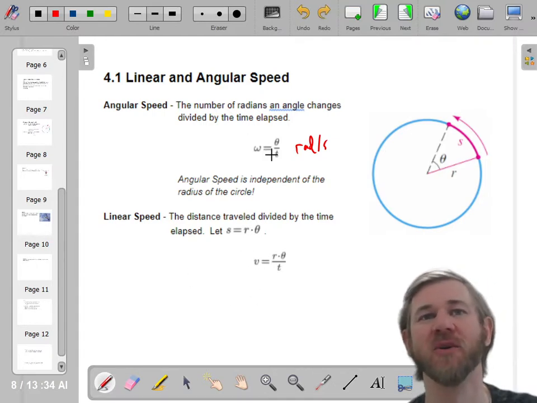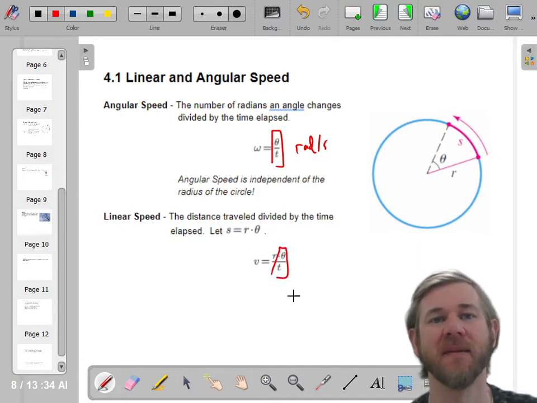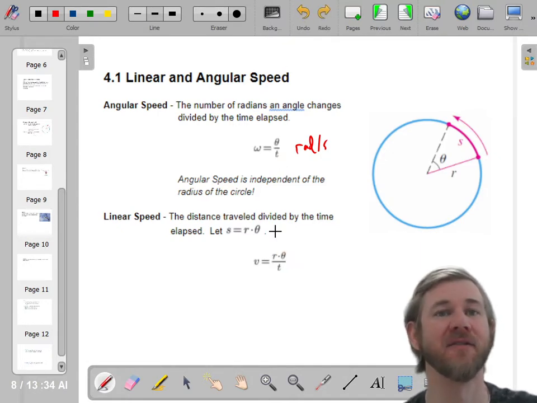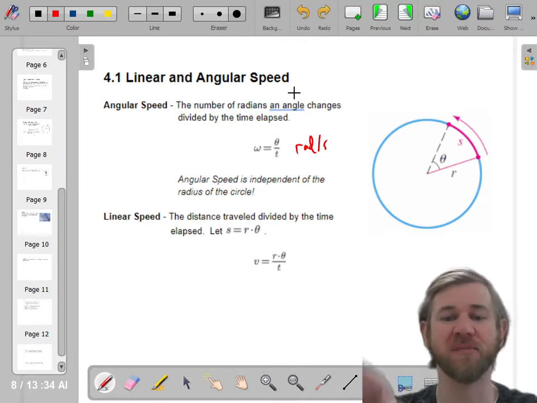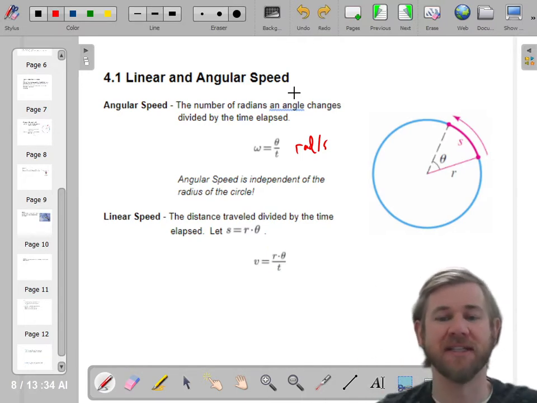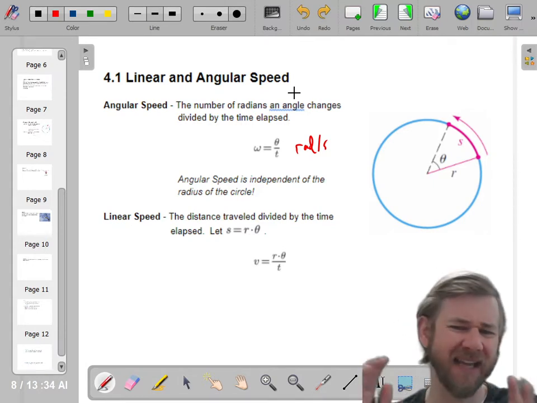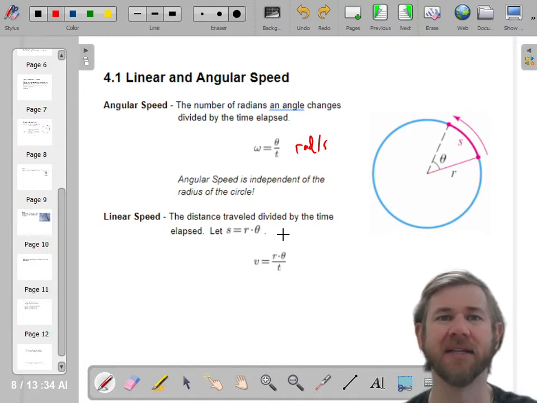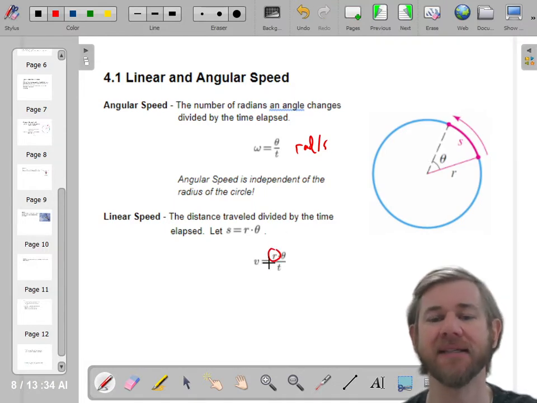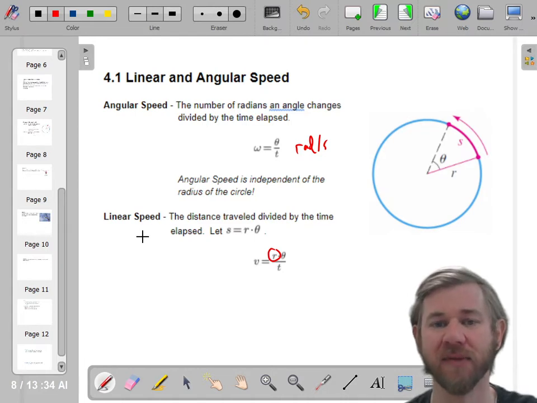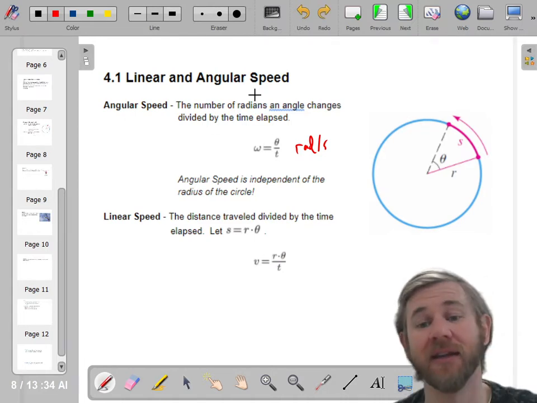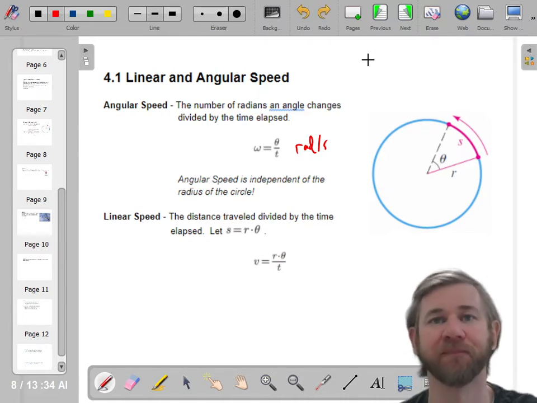The difference between these two equations is that they both have theta over time, but for linear speed you actually have to know the radius. With angular speed, you're just spinning around in circles. It doesn't matter if it's a humongous circle or a tiny circle. With linear speed, it matters what the radius is. That's an important distinction. If you see that you know the radius, you're probably talking about linear speed. If you don't know a radius, then you can't do linear speed, so it's probably angular speed.